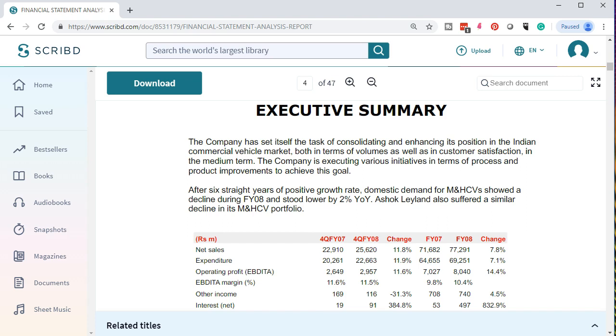Executive summary. The company has set itself the task of consolidating and enhancing its position in the Indian commercial vehicle market, both in terms of volumes as well as in customer satisfaction in the medium term. The company is executing various initiatives in terms of process and product improvements to achieve this goal. After 6 straight years of positive growth rate, domestic demand, I'll skip the acronym, shows a decline during fiscal year 08 and stood lower by 2% year over year. Ashok Leyland also suffered a similar decline in its, I'll skip the acronym, portfolio.